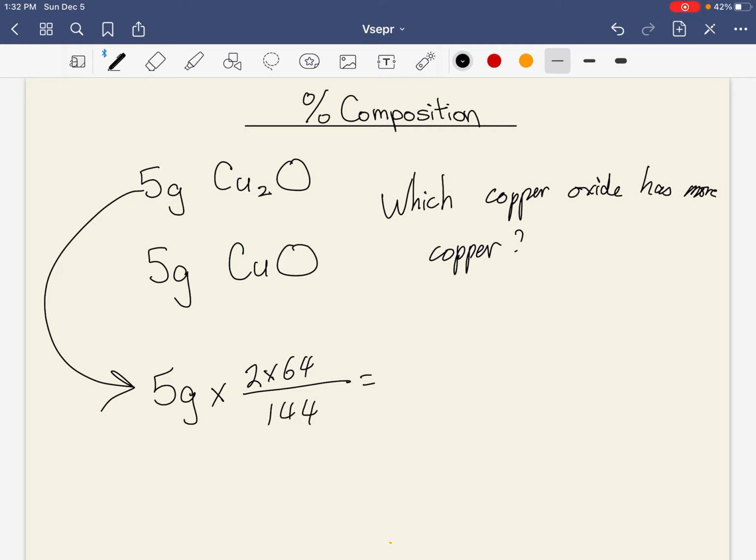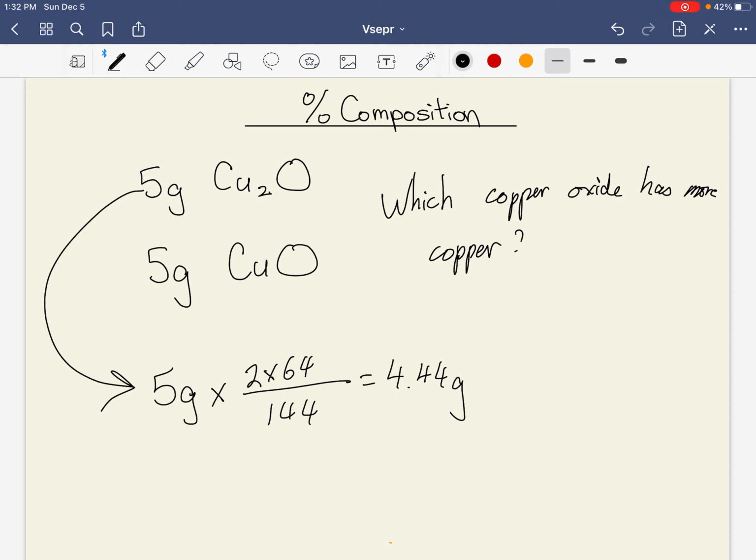So how much copper is in copper 1 oxide? All right, so that's 5 times 2 times 64, and then divided by 144. So, hey, look at that. 4.44 grams of it. So 4.44 grams out of 5 belongs to copper.